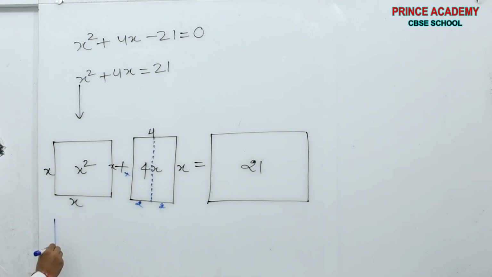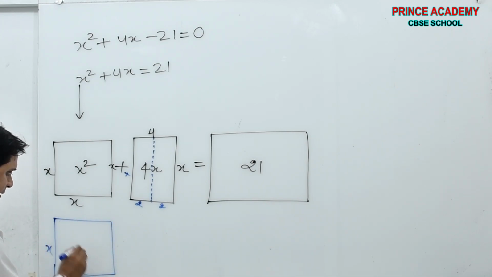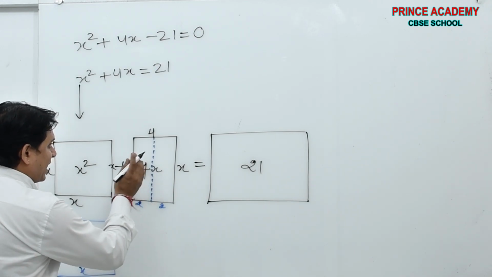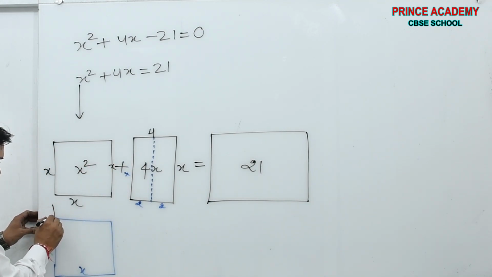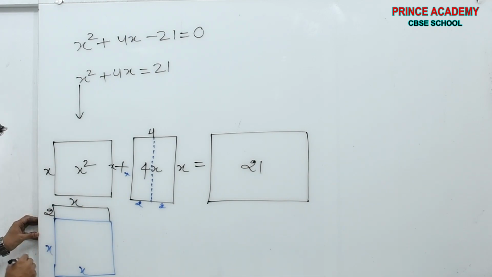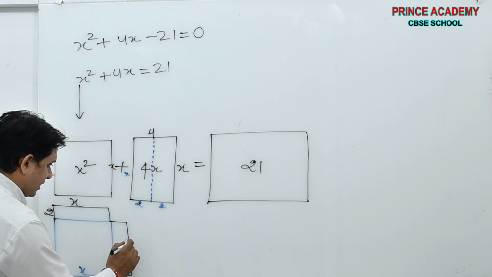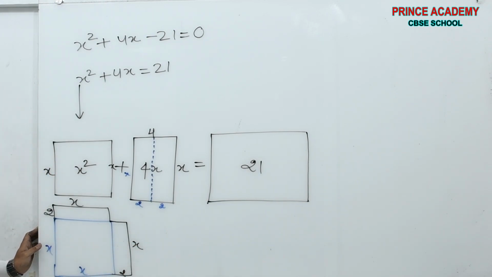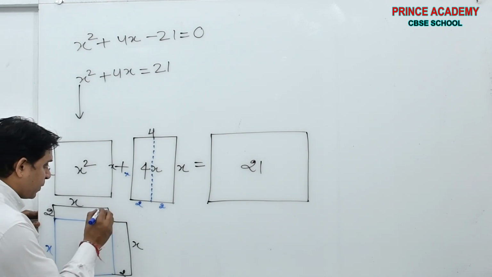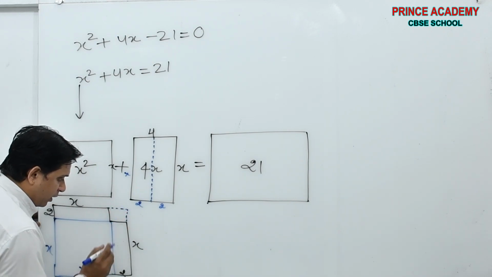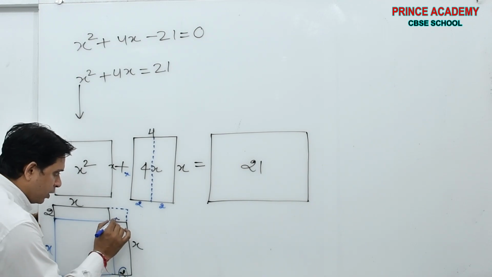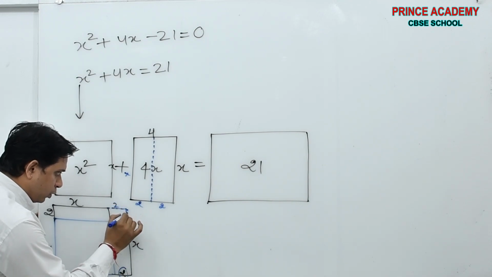Okay, now see. This is the square with side x. When we add this 2 into x rectangle, there are two parts here: 2 into x, this is 2, this is x. And one here, this is x, and this is 2. Which portion is pending? This portion is pending. And what will it be? 2, 2, yes or no?